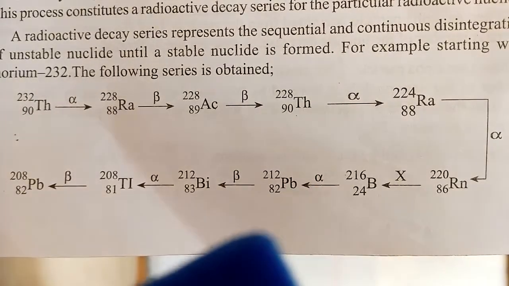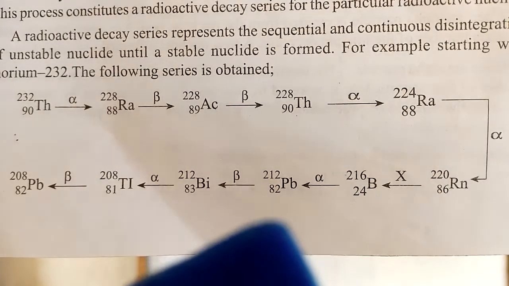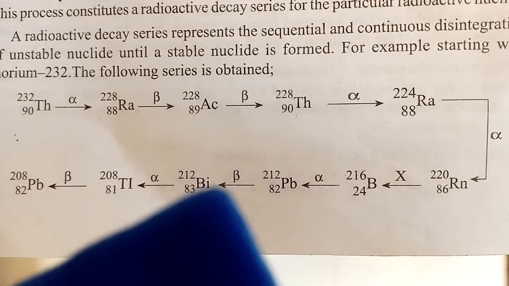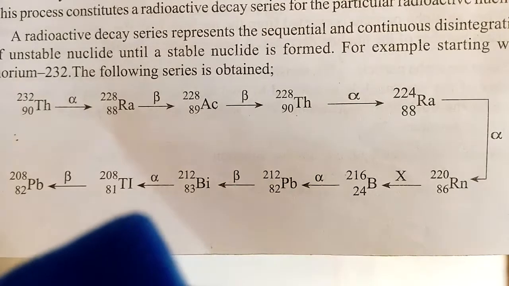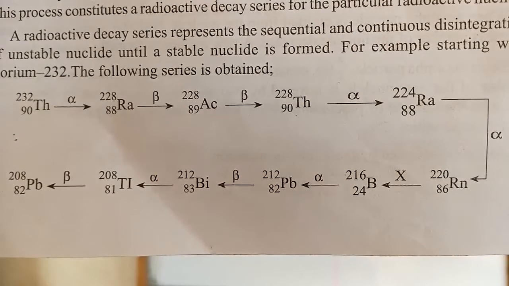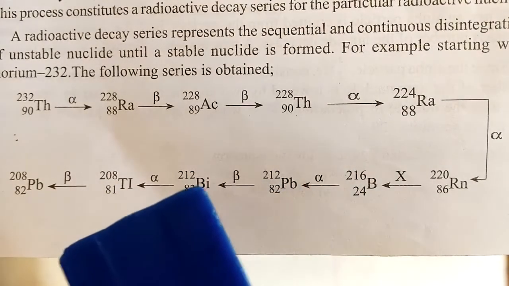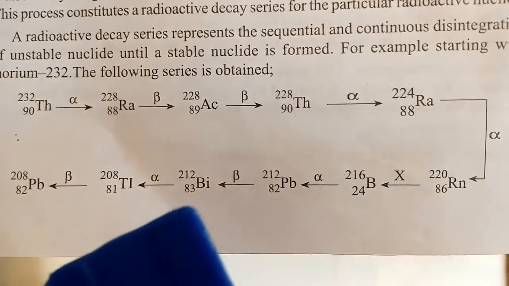Then lead loses or emits beta, forming bismuth. Bismuth, you can see the mass number there has not changed. The mass number remains the same because when beta is emitted, there is no effect on the mass number. So you can see 212, but the atomic number has increased by 1 from 82 to 83.